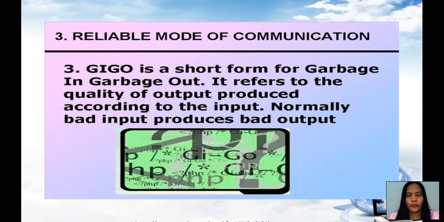GIGO is a short form for garbage in, garbage out. It refers to the quality of output produced according to the input. Normally, bad input produces bad output.